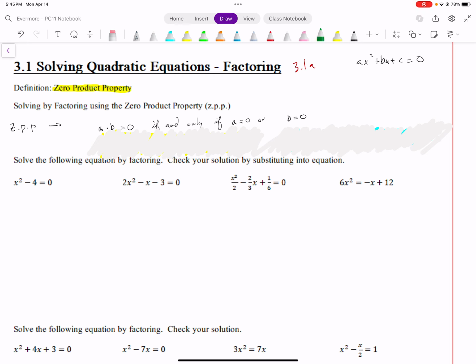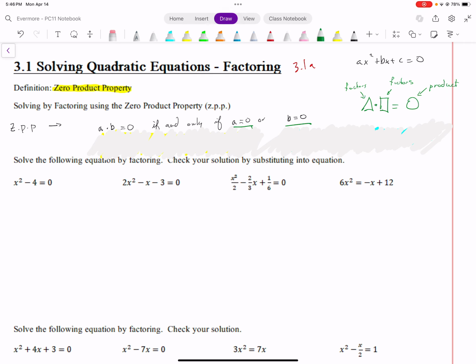Simply put, if we have two things multiplied together and that yields a product of 0, by the way, the result is called the product, and the things that are multiplied together are called factors. Sound familiar? So if two factors are multiplied together and the product is equal to 0, then the first factor is equal to 0 or the second factor is equal to 0.